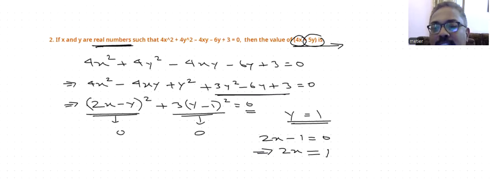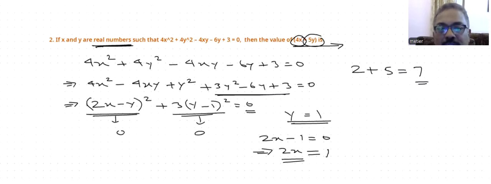Check it here, 2x equal to 1. So 4x is a multiple of 2x, so an integral value will be there. So again, I am saying all data are well set. You have to reach up to this point only. So 2x is 1, so 4x will be 2 and y is 1, so 5y will be 5. So 2 plus 5, it will be 7. That's your answer.